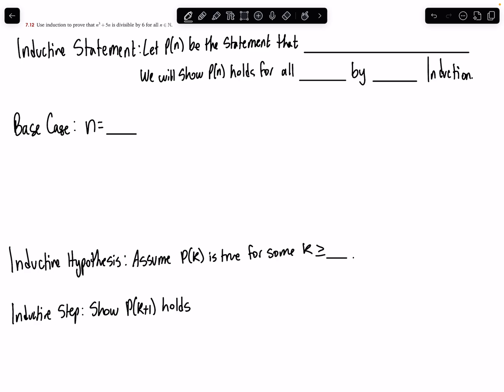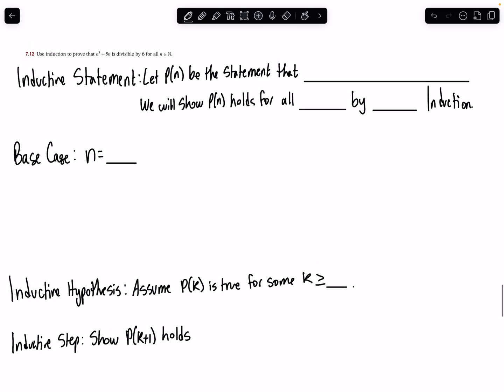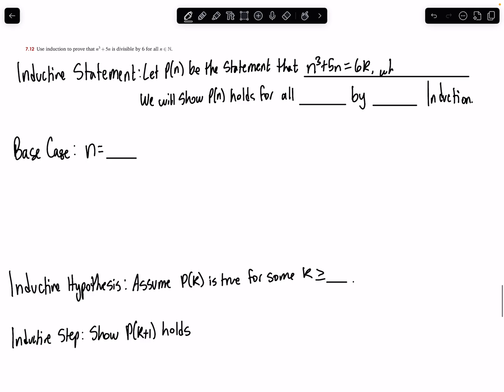So the way we're going to fill this out is let P of n be the statement that, now this first blank, we fill in with what is our proof. In this case, n cubed plus 5n is divisible by 6. Well, that's English. We need to write this in mathematical terms. So the way we would do that is n cubed plus 5n equals 6k, where k is an element of the integers.